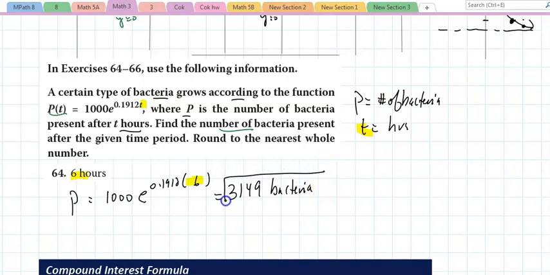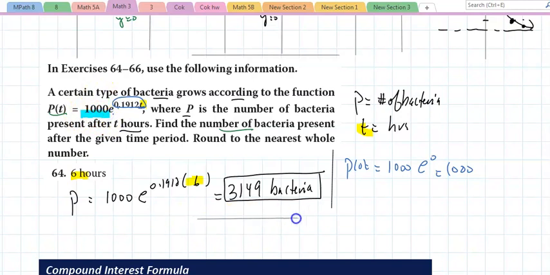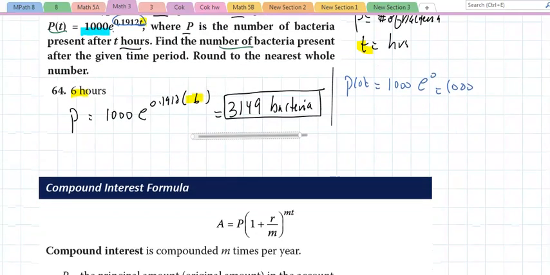If I was to say, do you know how many bacteria they started with? Just curious. Do you know how many bacteria they started with? Isn't that at time equals 0? If you put a 0 right there, doesn't that make that a 0? Isn't e to the 0 1? Do you see where the initial amount is? That's always the initial start. Just saying. Helps to know these things.